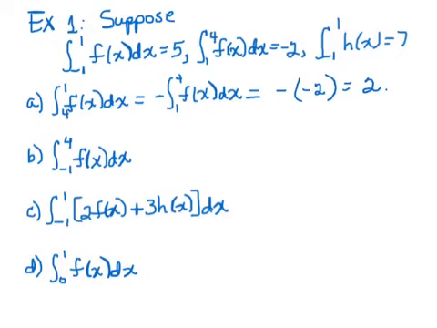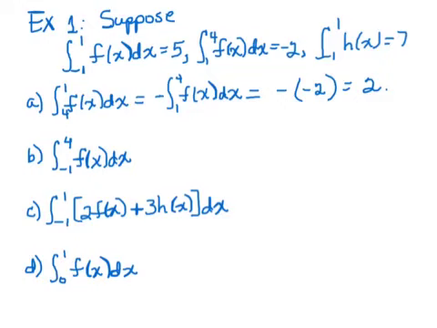Now the next one, part B. The limits of integration are in the correct order. -1 is smaller than 4, and it's at the bottom where it belongs. And so we need to look and see if we have an integral that goes from 1 to 4. Well, we have one that goes from -1 to 1, and we have one that goes from 1 to 4.